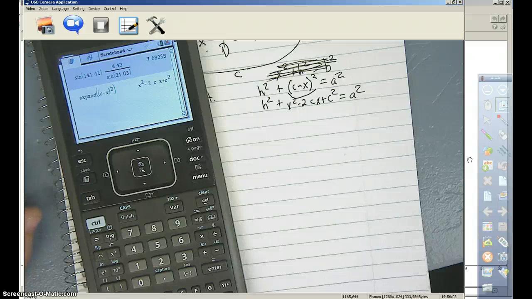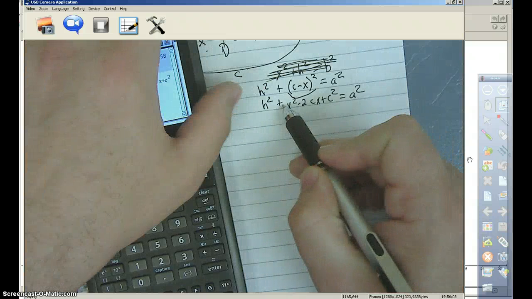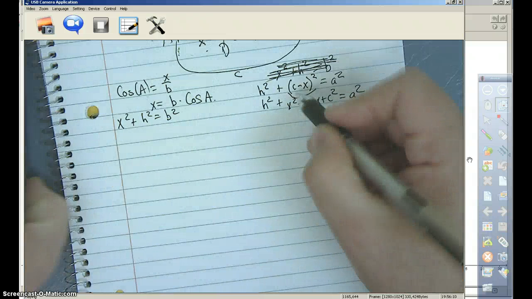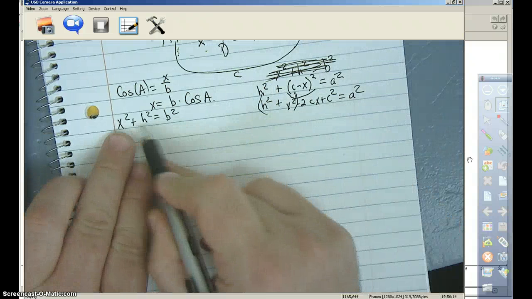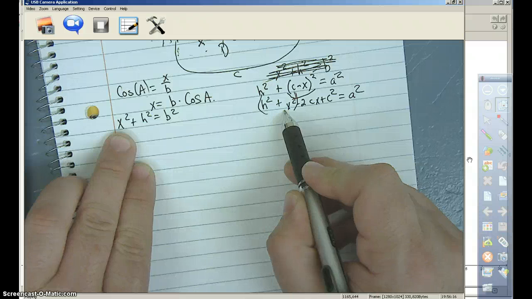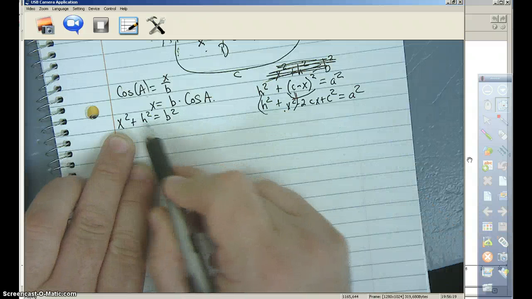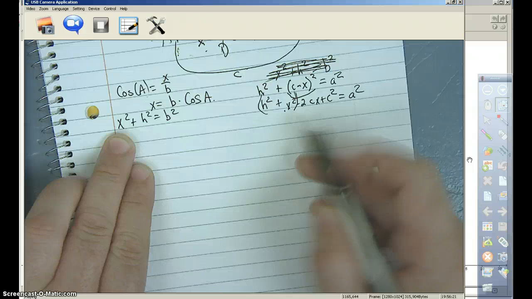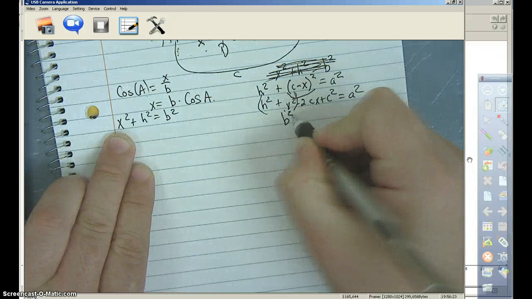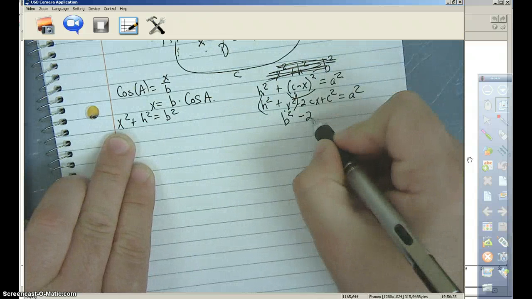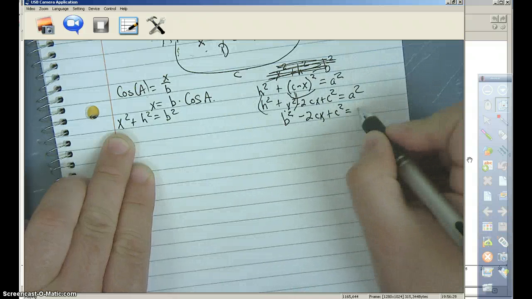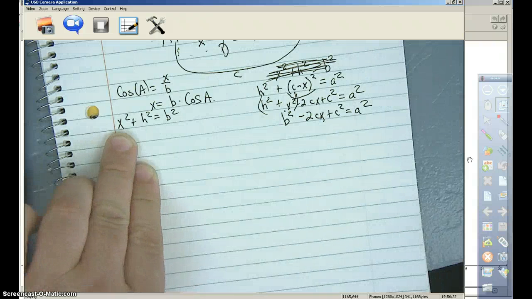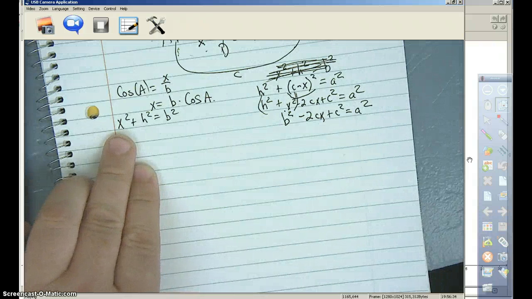Okay. So now, let's think about this. See this part here, x squared plus h squared? This part right here, we know that x squared plus h squared is equal to b squared. Remember, we already solved what x squared plus h squared is. So we're going to put this as b squared minus 2cx plus c squared equals a squared. Wow, that's not too bad, right?